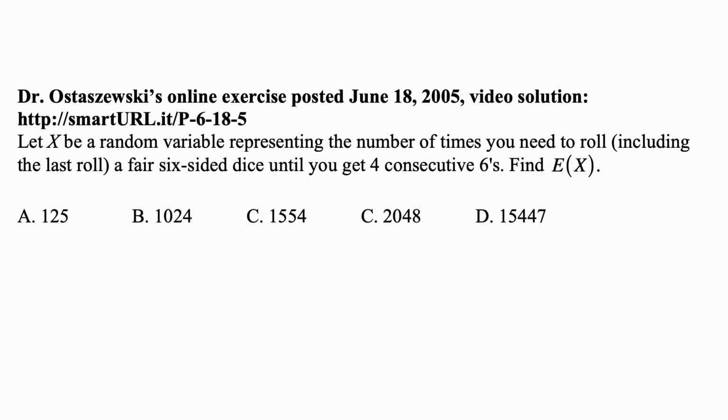Here's a problem for today, for exam P on probability. Let x be a random variable representing the number of times you need to roll, including the last roll, a fair six-sided die until you get 4 consecutive sixes. Find E of x.